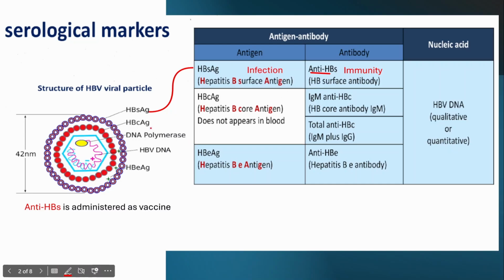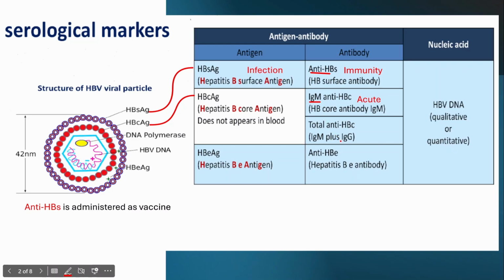The second antigen is the hepatitis B core antigen, and it is part of the nucleocapsid, and it is present inside the viral particle. This does not show up in the test results, but the antibodies that are produced against this antigen are very important serological markers. The first one is the IgM antibody. When this is present in your blood, it means that you have an acute infection.